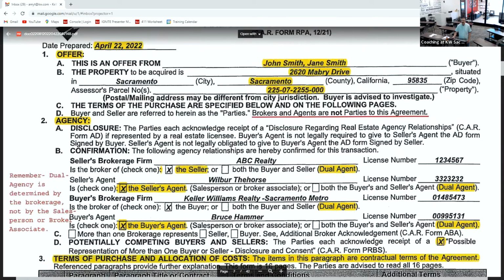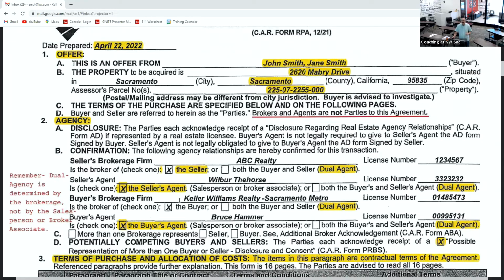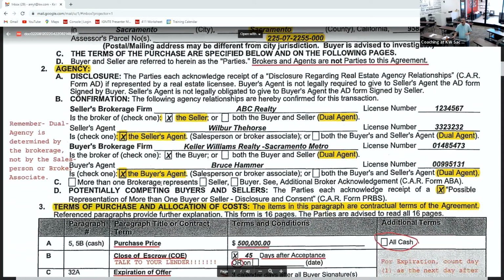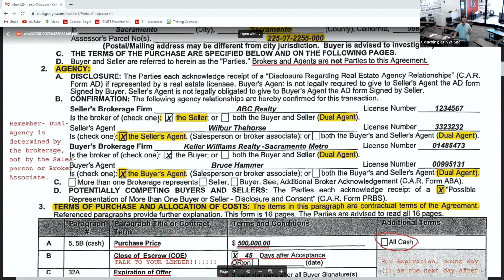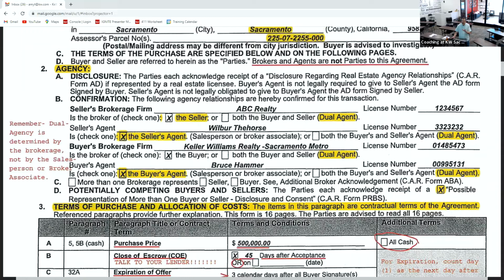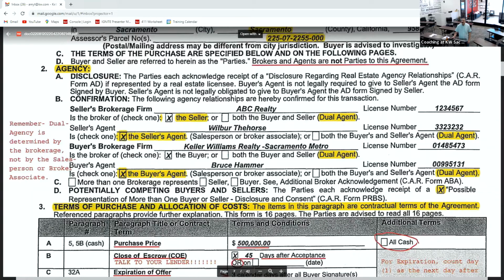Coming down, we once again disclosed agency, which is great. And when they redesigned this form a couple months ago, as you'll see down here, they made it much, much more clear cut in the way you fill it out. It looks kind of overwhelming if you're not used to this format yet, but in the long run, I think you'll find it helpful. So here, you're going to say who the seller's brokerage firm is. If that's in this case ABC Realty, you'll put the name of the seller's agent, Wilbur the Horse. You want to use the brokerage's license number here and the agent's license number here.